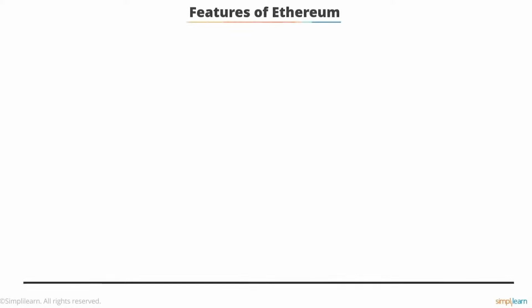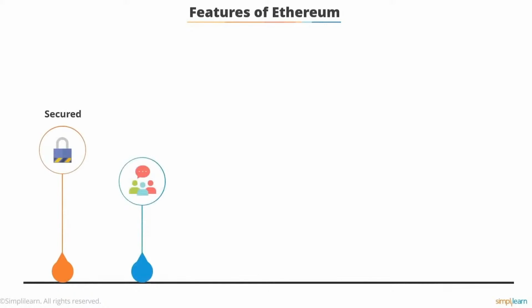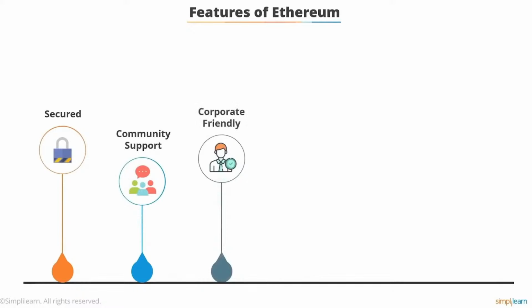Features of Ethereum. The first feature of Ethereum is that it is secure, because it is almost impossible to tamper with the transactions in the block or to add any fraudulent blocks in the network. The second feature of Ethereum is its community following. Ethereum has attracted a lot of attention from people all over the world. The third feature of Ethereum is its corporate-friendly structure. The platform is being leveraged by a number of corporates to test and build various applications.